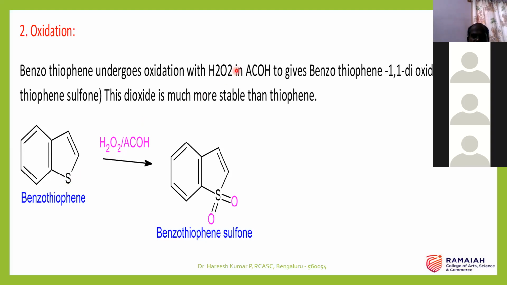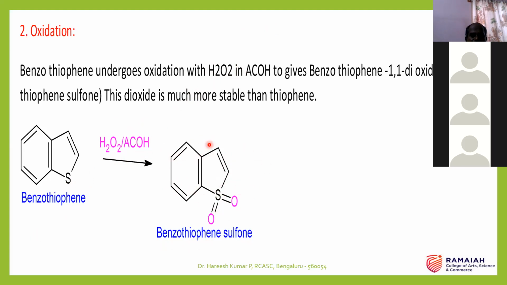If you are taking more quantity of hydrogen peroxide, then it can add 2 oxygens to the sulfur. Then the obtained one is called sulfone, and the name of this compound is benzo-thiophene sulfone. What it means? Benzo-thiophene on treating with hydrogen peroxide in acetic acid, where the acetic acid is a solvent. Then what is the product obtained? The product obtained is benzo-thiophene sulfone.